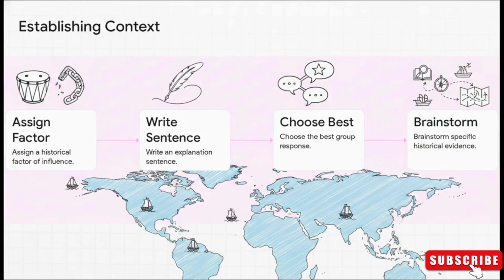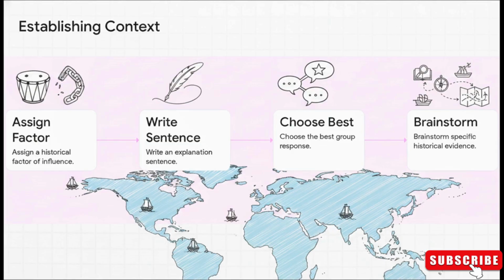To build this context yourself, you can try this really handy 4-step framework. First up, assign a major historical factor, like Indigenous resistance. Second, write one crystal-clear sentence explaining how it influenced an event. Third, choose the best group response to refine that thought. And fourth, and this is absolutely crucial, brainstorm specific historical evidence to back it up.